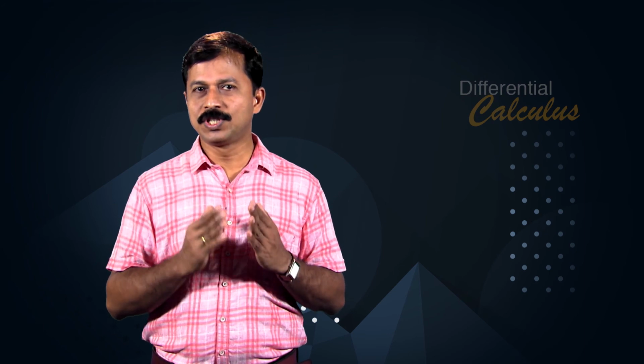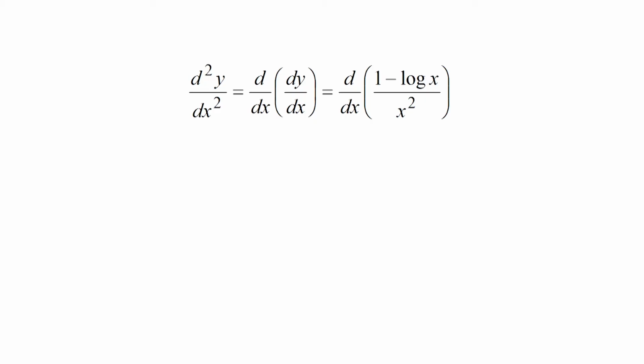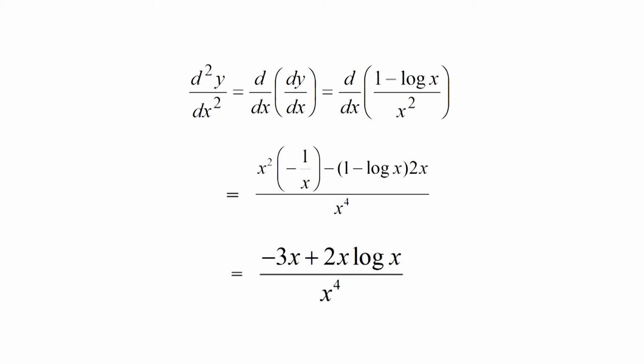Differentiating once again with respect to x, by applying the quotient rule, we obtain d square y by dx square is equal to d by dx of dy by dx, which is equal to d by dx of (1 minus log x) all divided by x square, which is equal to (x square times negative 1 upon x minus (1 minus log x) times 2x) all divided by x raised to 4, which is equal to (negative 3x plus 2x log x) all divided by x raised to 4.